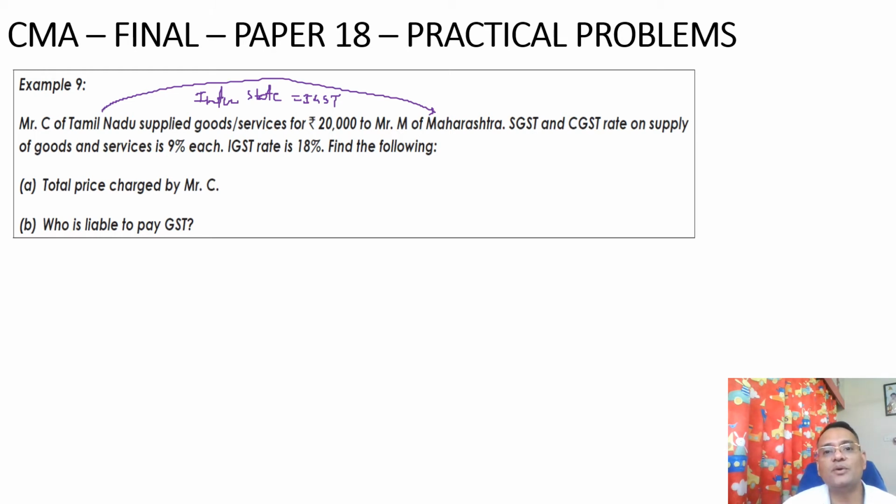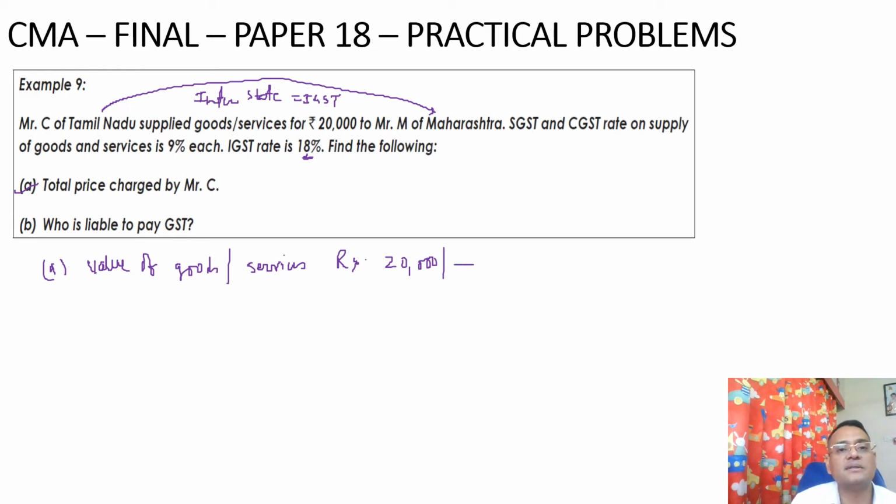SGST and CGST rate on supply of goods and services is 9% each. IGST rate is 18%. Find the following. Total price charged by Mr. C. So first one is value of goods/services, rupees 20,000.